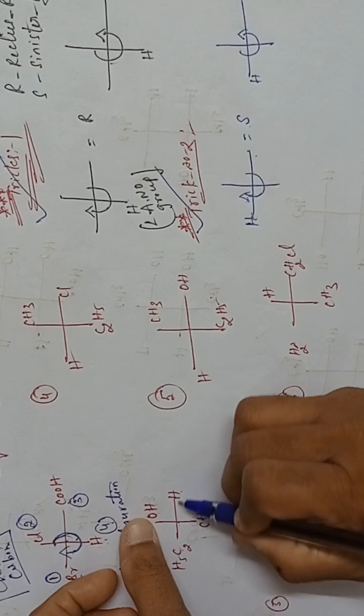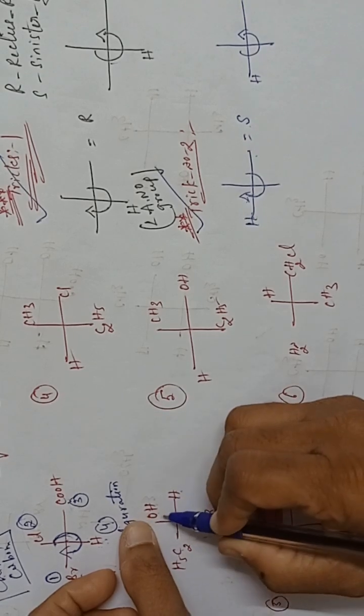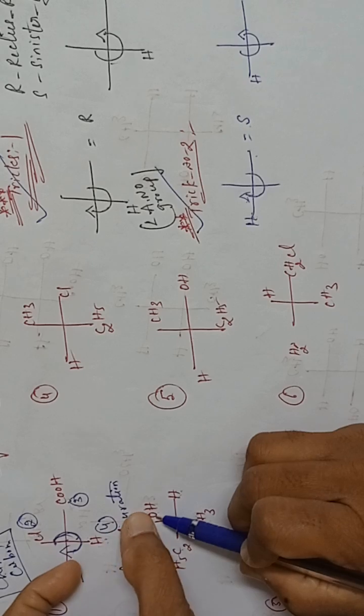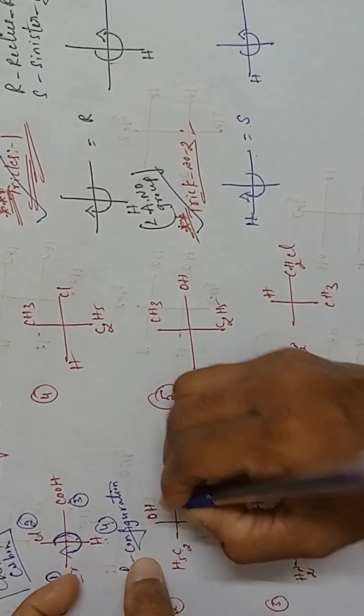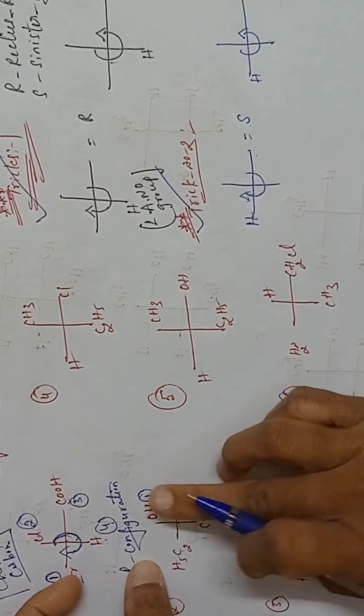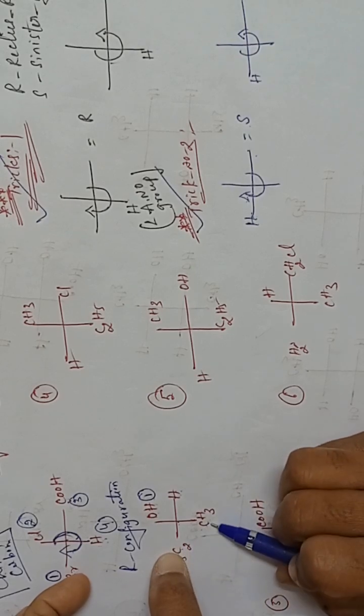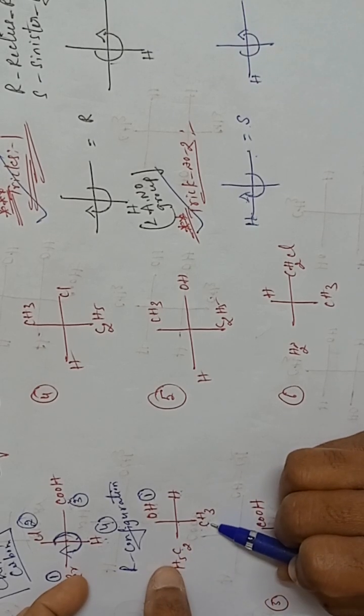Here the hydrogen atom is on the horizontal line. Which has the higher atomic number: carbon, hydrogen, or oxygen? Oxygen has the highest atomic number. That's why this group is the first priority. Second priority we should give to carbon. Here also carbon, here also carbon, correct? Then which is the second priority? Which one should we give?